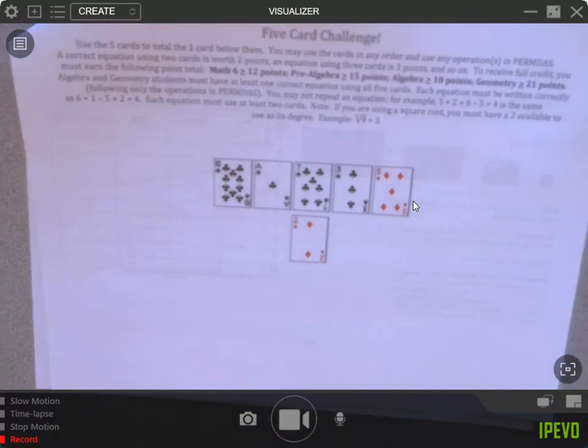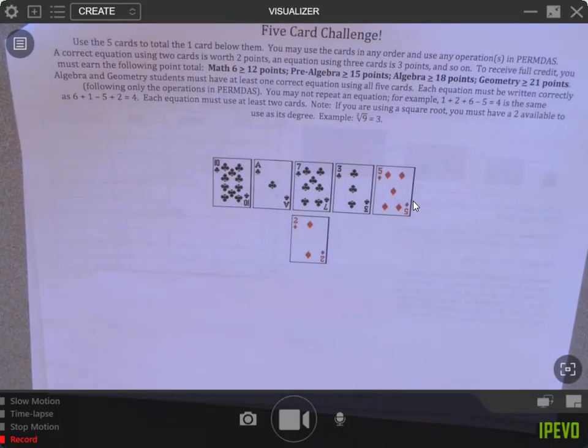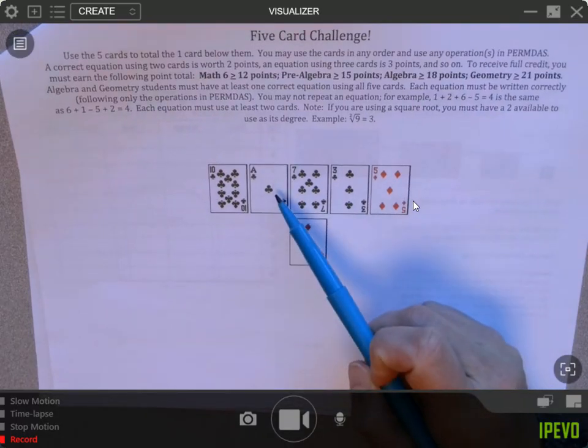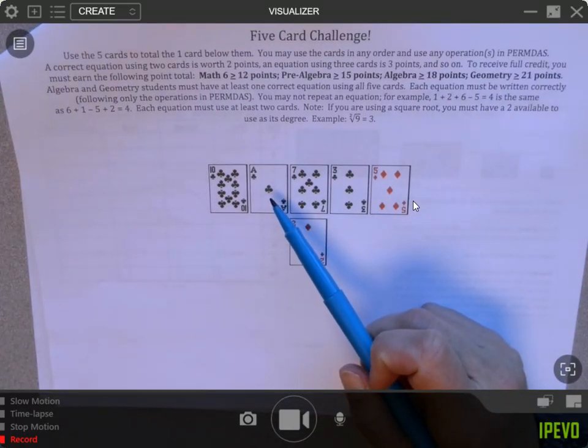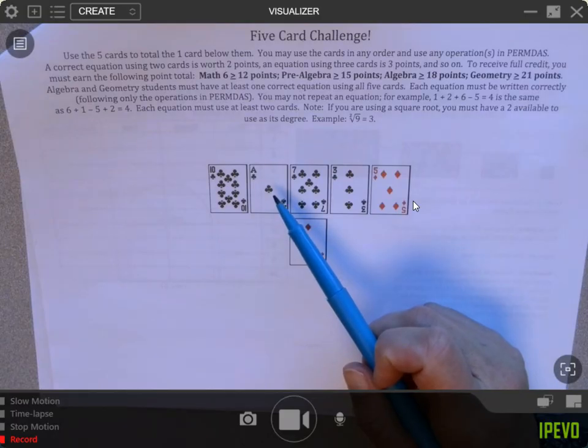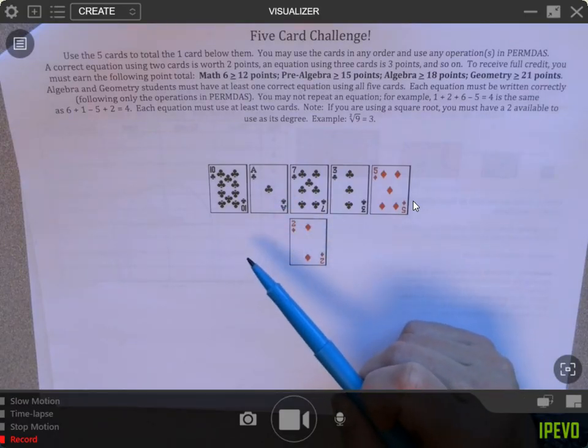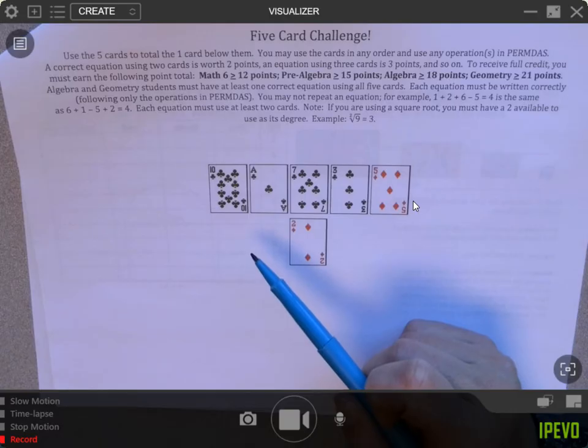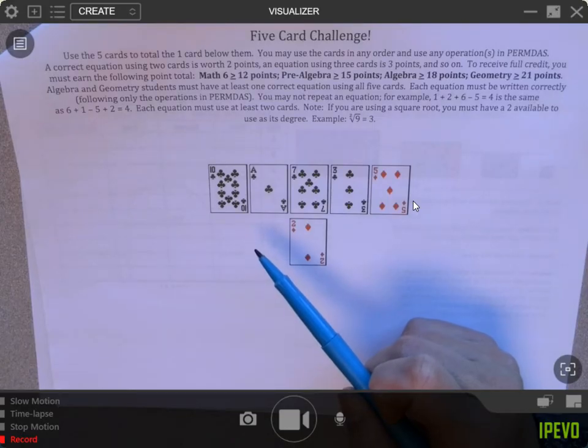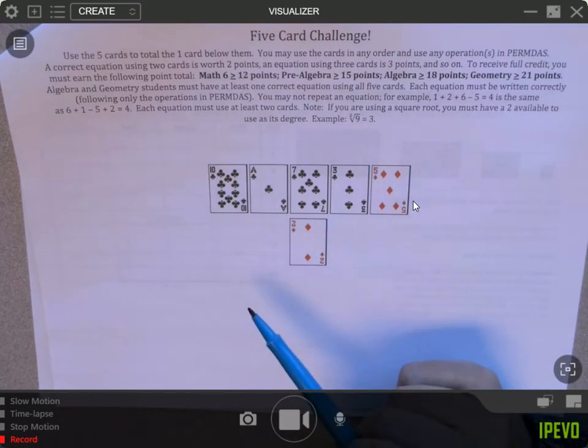On our 5-card challenge, I had a couple of friends notice, hey, Miss Gambino, there's an ace in here that we can use. Can I do 5 minus 3 equals 2, and then do 5 times 1 minus 3 equals 2? Yeah, they're different equations. Okay, easy way to get a really high point score when you have a 1 in here.